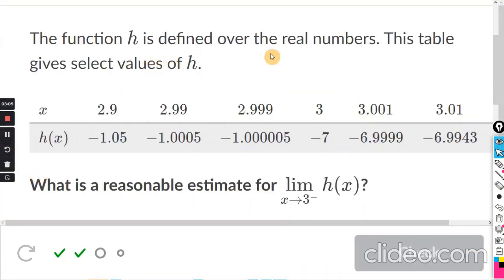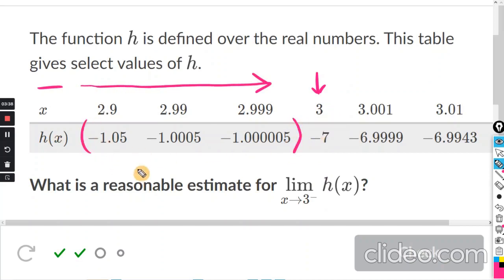All right, h is defined over the real numbers. What is a reasonable estimate for the limit as x approaches 3 from the negative side? Let's see. Here are the x values. Here is x equals 3, and we are coming from the negative, or less than, side. So we're going in this direction. We don't want to try to evaluate the function at 3. We're not even worried about it. We're just looking at this group of numbers right here.